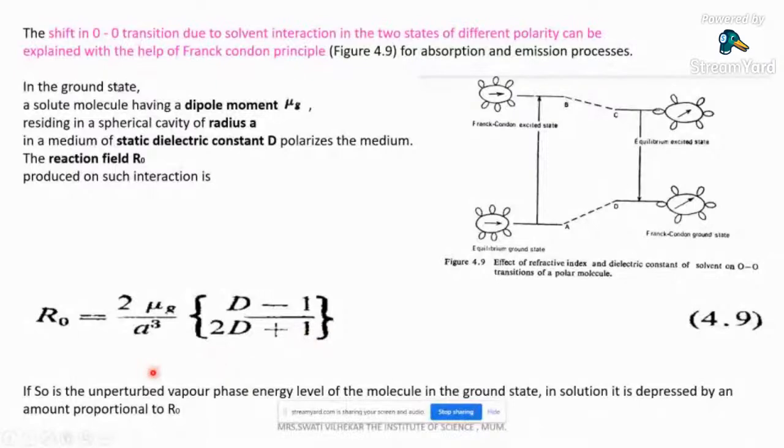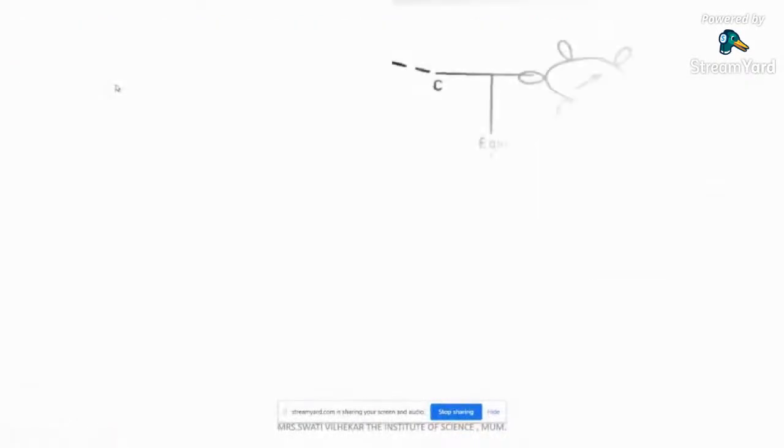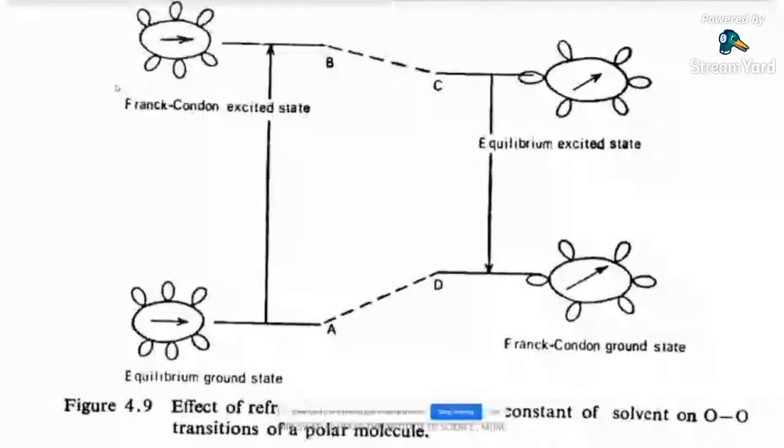And if S0 is the unperturbed energy level of the molecule in the ground state in solution, it is depressed by an amount proportional to R0. So this is the same diagram. As you should have a greater look at it, since you will be watching on mobile, I have again taken the same diagram.